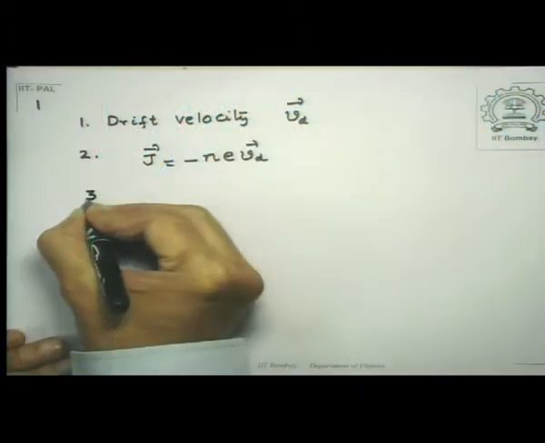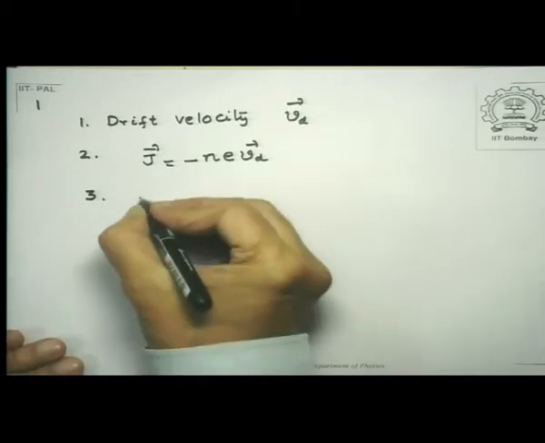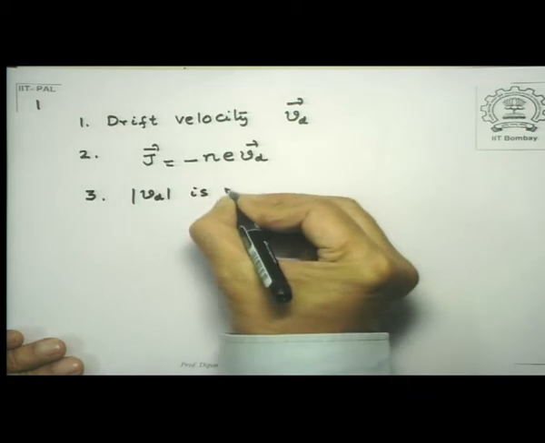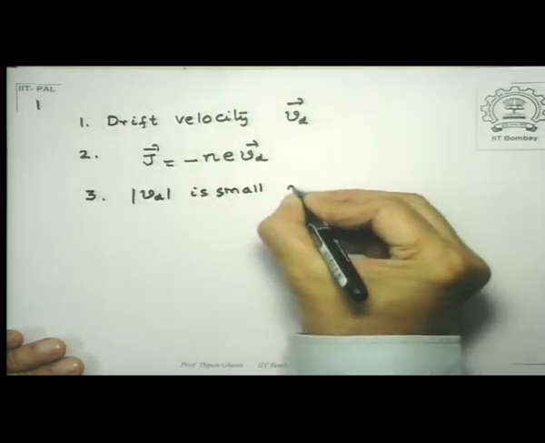We did do an estimate of the drift velocity for a typical conductor like copper, and we found that it's very small. It's typically Vd magnitude is small. We found it to be a few millimeter per second.